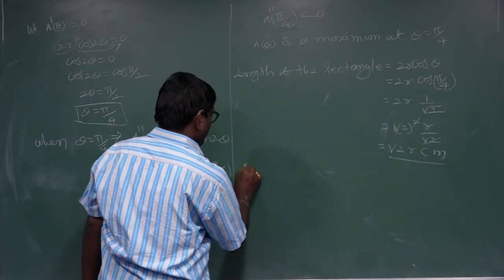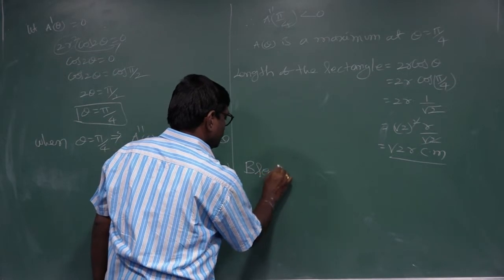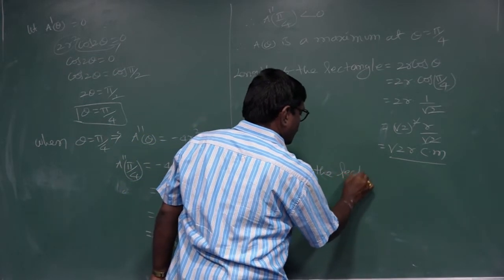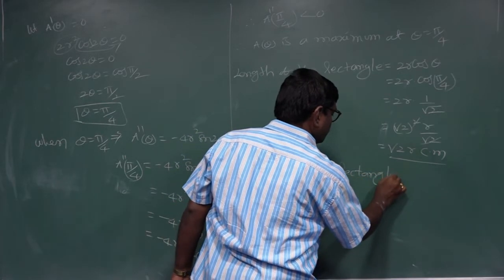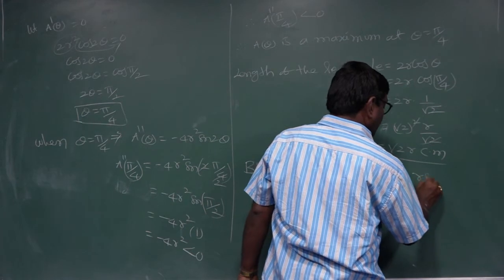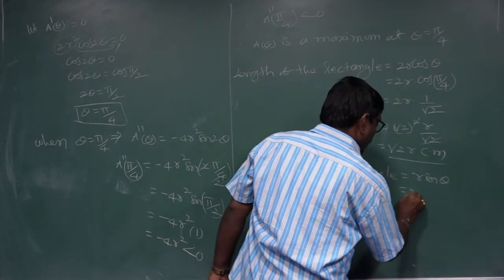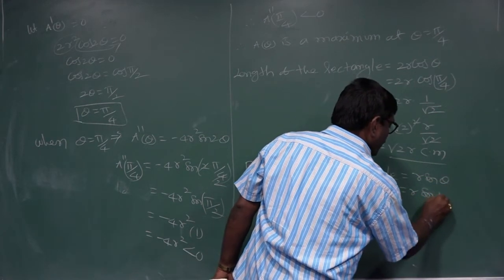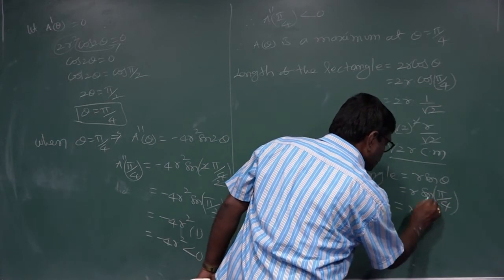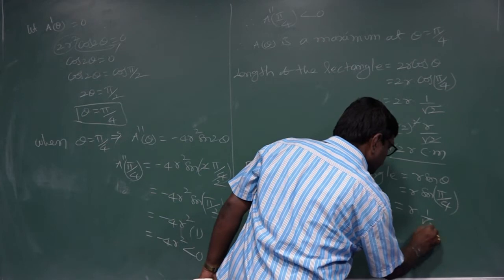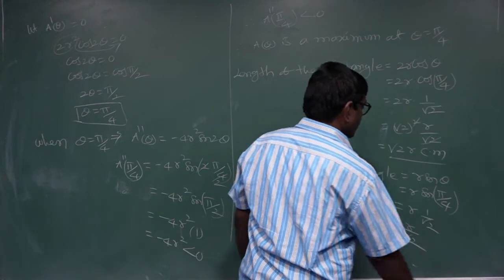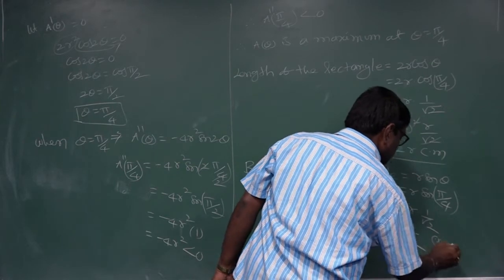Next, the breadth of the rectangle equals r sin theta. With theta equal to pi by 4, it equals r into sin 45, whose value is 1 by root 2, so the breadth equals r by root 2 centimeters.